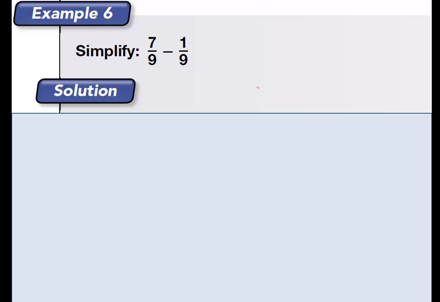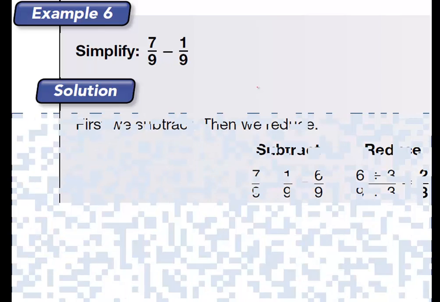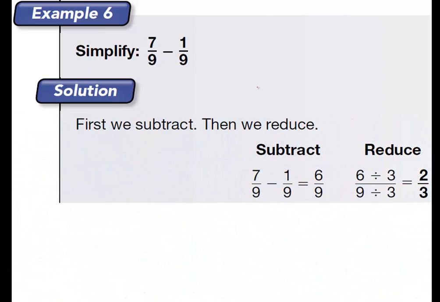Simplify 7/9 minus 1/9. Go ahead and turn off the video and let me see you do this. We start by subtracting, then we reduce. 7 minus 1 is 6, so we end up with 6/9 as our answer. We reduce that by dividing by 3 over 3, with the 3 being the largest number. We get our answer 2/3.